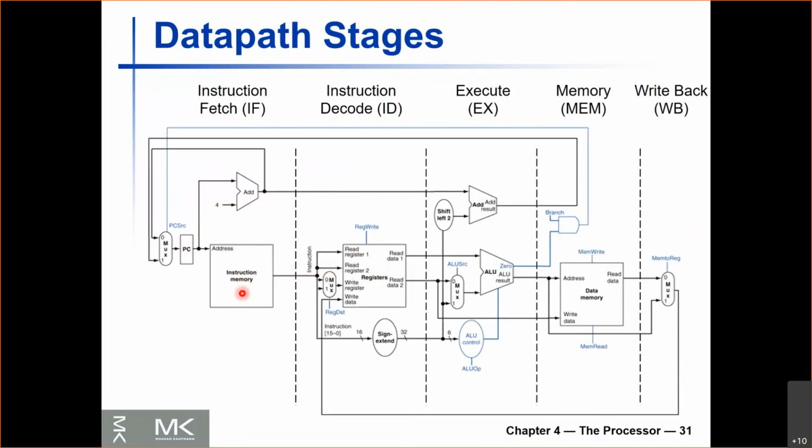Can I just do it the way the data path is now? I can't, right? Because if I fetch an instruction and then start decoding it, and while I'm decoding the instruction I start fetching another one, what's going to happen to the instruction over here? It's going to change, right?